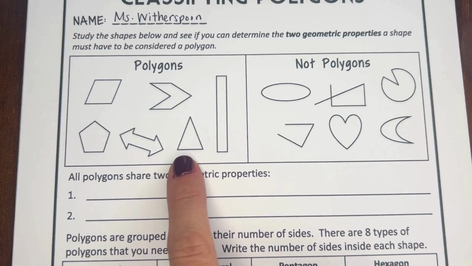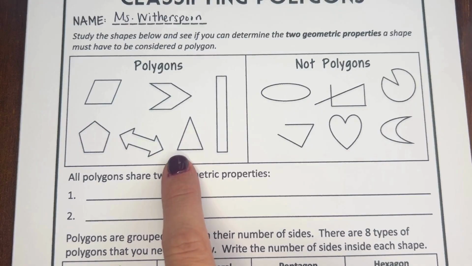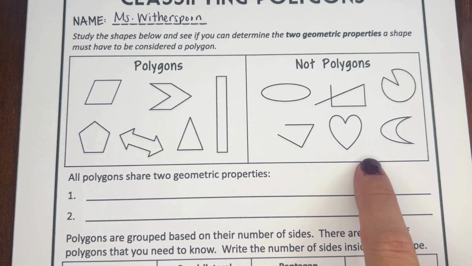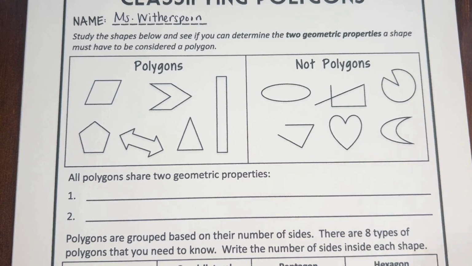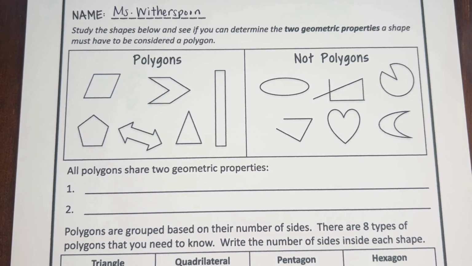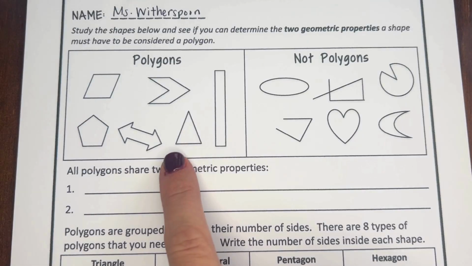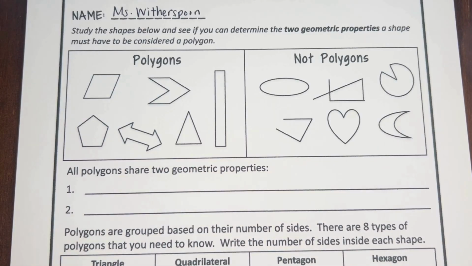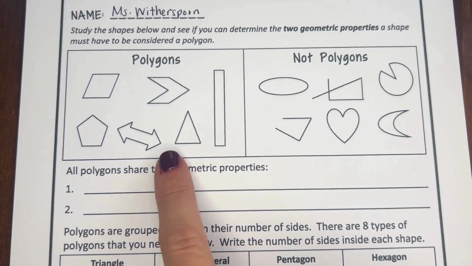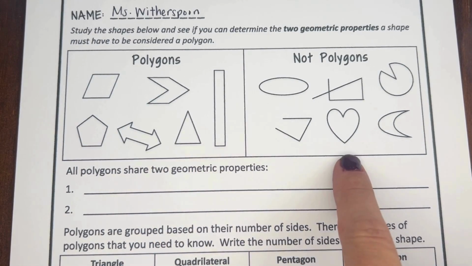There are two things that the shapes in this group have that the shapes in this group do not have. What are the two things you must have to qualify for this group to be considered a polygon? Turn and whisper to your neighbor if you see something different about the shapes in this group than the shapes in this group.